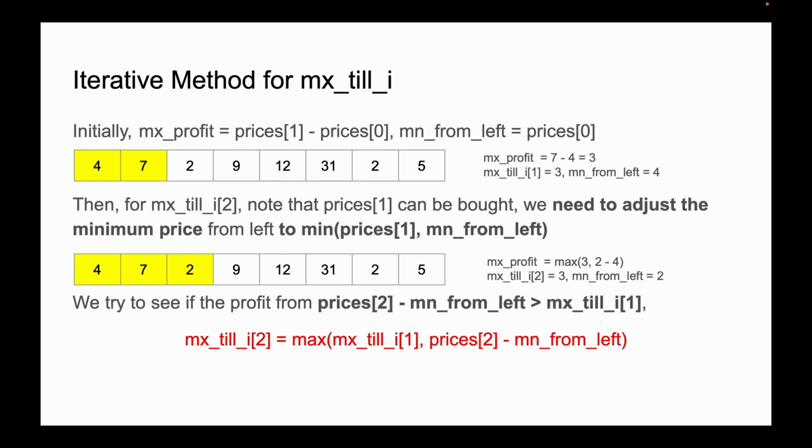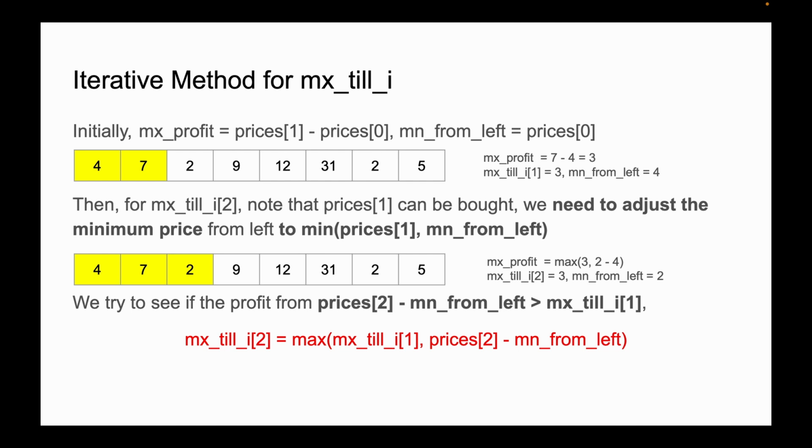As we can see in this example below, the maximum profit is going to be the maximum of 3, which is mx till I at index 1, and prices 2, which is 2, minus the minimum from the left, which is 4. So we can set this maximum profit, which still remains to be 3. But now we notice that the new minimum from left is going to be 2, as it is smaller than 4.